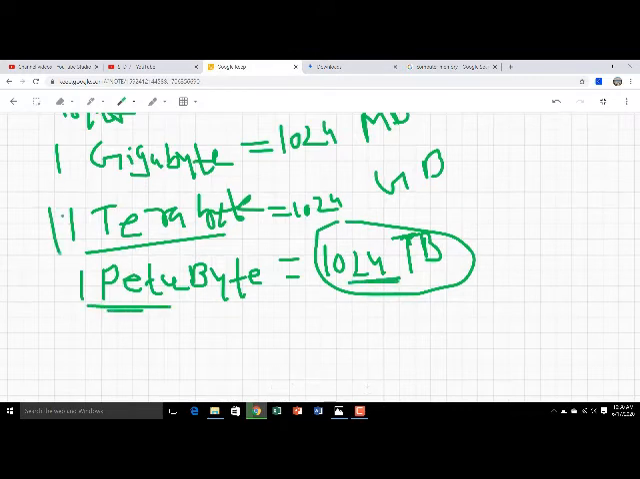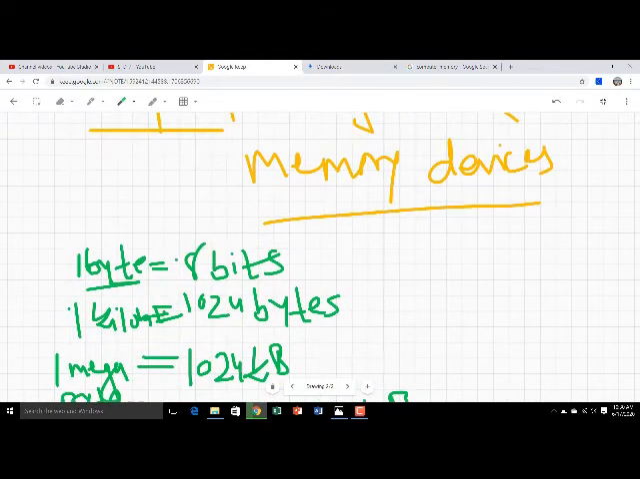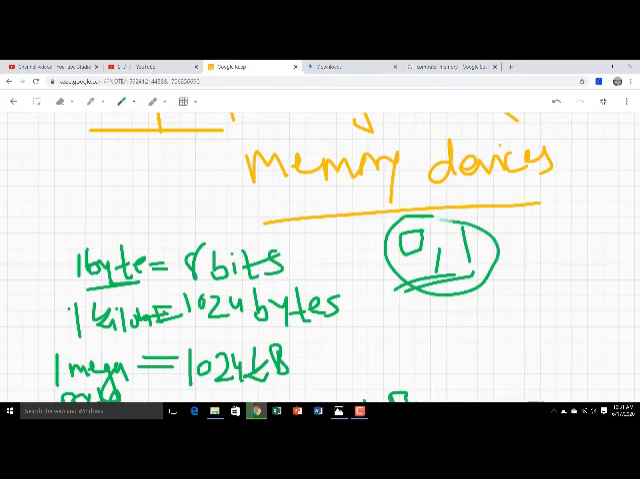We are using 1 terabyte or 2 terabytes in our hard disk. Understand? So these all are memory sizes, and data is stored in bit or byte form. A bit can be 0 or 1. In this form, the computer stores our data in 0 and 1 form, that is called bits or bytes.